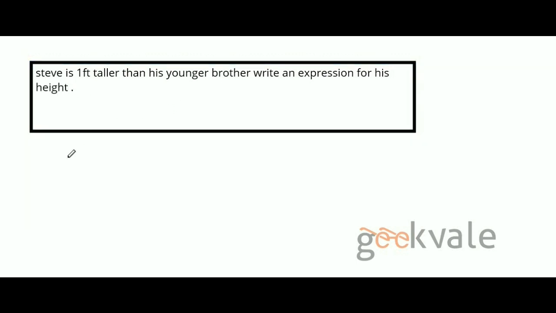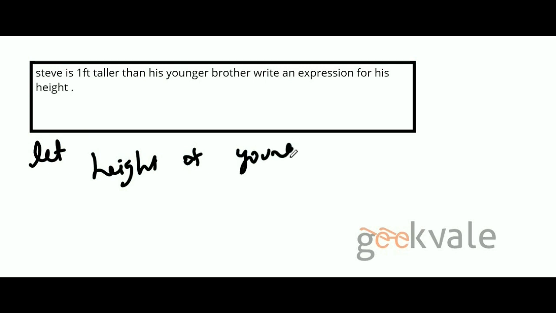The first thing first, we're gonna say let height of younger brother equal h. Now, why did I assign a variable to the height of the younger brother? Because we don't know that, right? It could be anything. He could be 4 feet tall, he could be 5 feet tall, he could be 6 feet tall. That way Steve would be very tall. But anyways, we don't know this, so we assigned the unknown to the variable h.